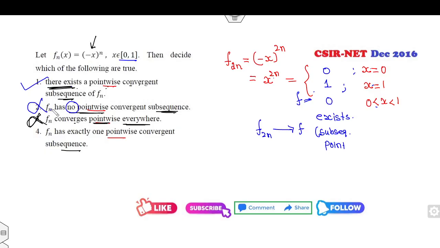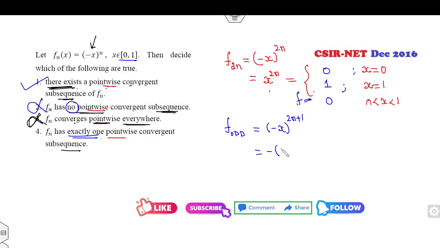Fine. Now look at the last one. It has exactly one pointwise convergent subsequence. So one we have obtained. What will happen if we consider the odd subsequence? Fine. So what is the odd subsequence? 2n plus 1. So what is the negative sign of the odd series? Minus x raised to power 2n plus 1.